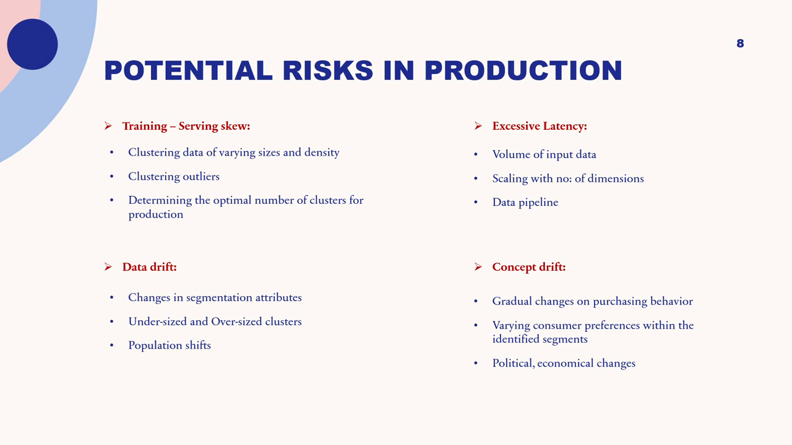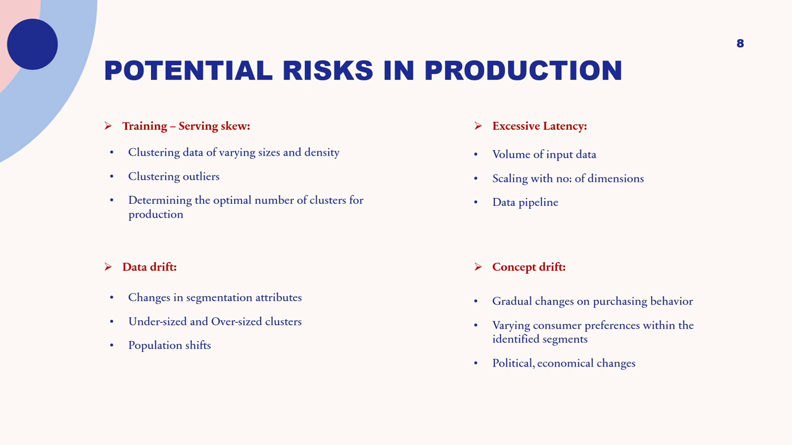Moving to the data drift, changes in the segmentation attributes over a period of time might cause data drift. Other reasons could be undersized and oversized clusters, depending on the size of the production data at a given point of time. It might result in undersized or oversized clusters. There could be imbalance between the training and production. Also, the population shift can also be a reason.